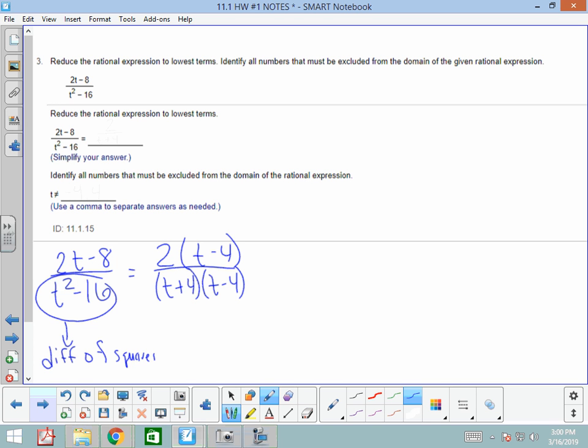So remember, we have to have different signs because that's a negative 16 there. And we don't have a middle term, so that means when I do FOIL for t plus 4, t minus 4, I'm going to get a 0 for a middle term.